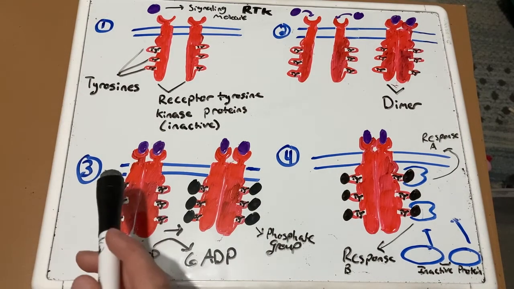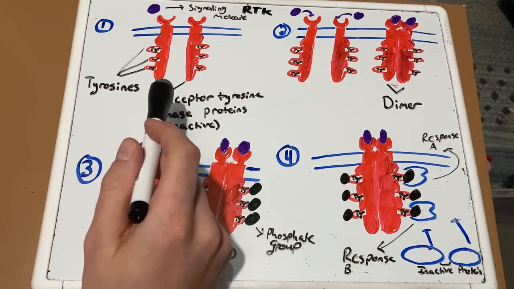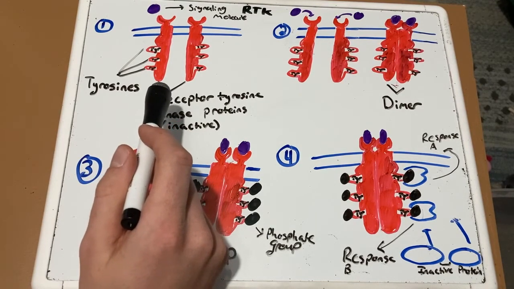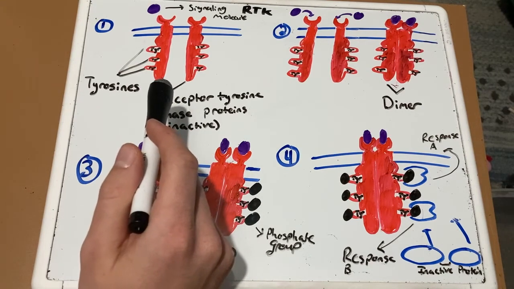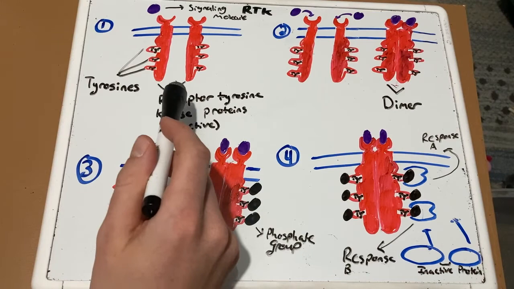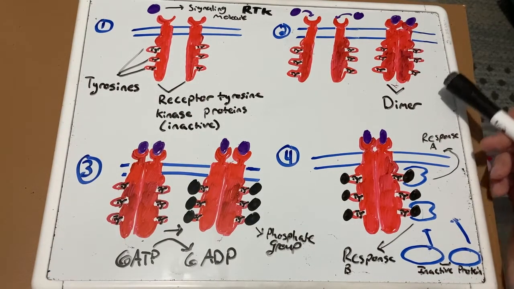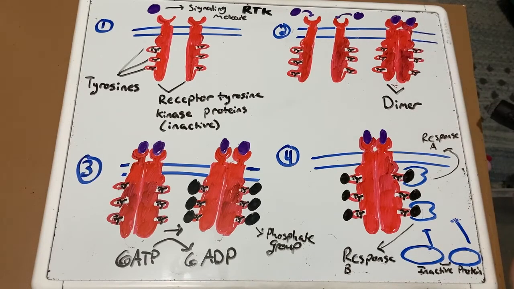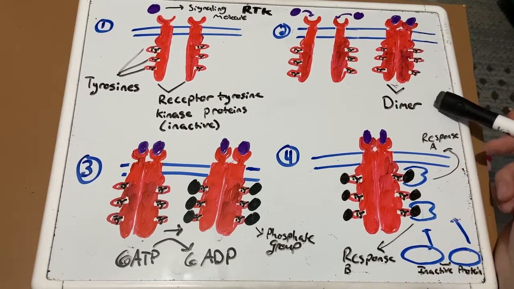As seen in this diagram, in the first step we will look at how an RTK functions. First, we have the receptor tyrosine kinases. In most cases like seen here, these two receptors work together. As of now, however, the receptors are separate entities, or separate monomers. In the second step, binding of signaling molecules to both receptors will cause the two to get closer together, forming a dimer, and this process is known as dimerization. Now, a dimer is simply two monomers bound together.